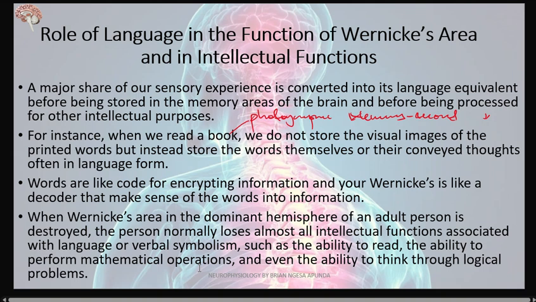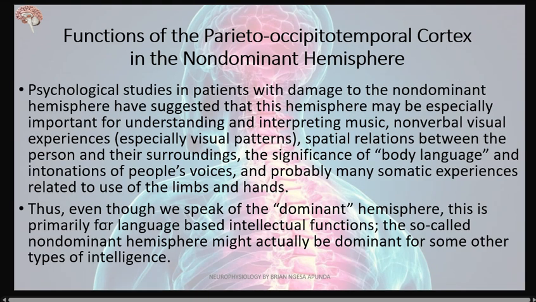So when the Wernicke's area in the dominant hemisphere of an adult is destroyed, the person normally loses almost all intellectual function associated with language or verbal symbolism, such as the ability to read, the ability to perform mathematical operations, and the ability to think through logical problems. So these are some of the things that are likely to be depressed. So language is very important in the intellectual.